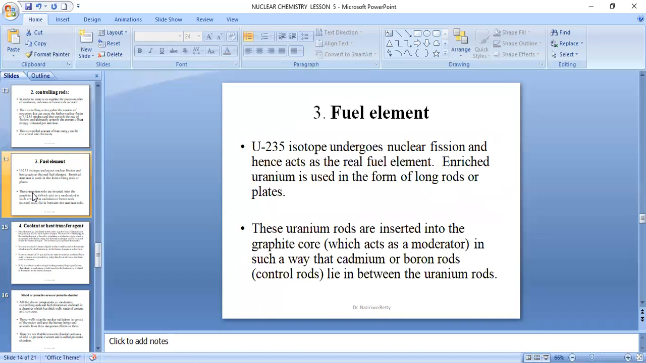Then the third part is the fuel element. Uranium-235 isotope undergoes nuclear fission and hence acts as the real fuel element. Enriched uranium is used in the form of long rods or plates. These uranium rods are inserted into the graphite core in such a way that cadmium or boron rods lie in between the uranium rods.